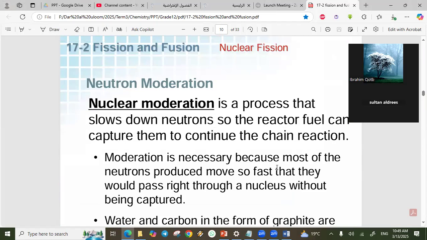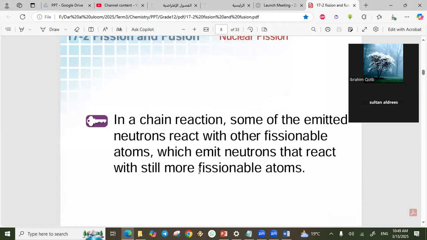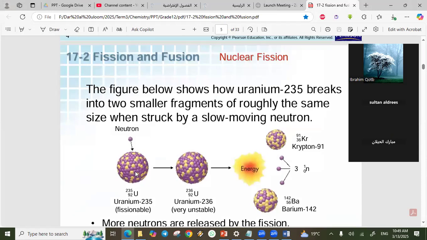Today we have a lesson about nuclear fission. We're going to continue talking about nuclear fission. As I told you before, nuclear fission occurs when a large atom splits into two smaller atoms, and this process produces a huge amount of energy and three neutrons.